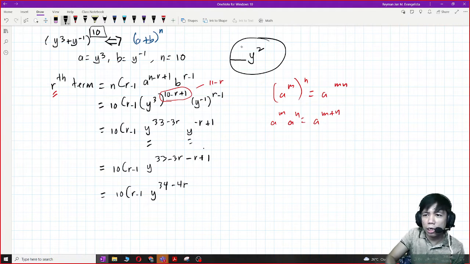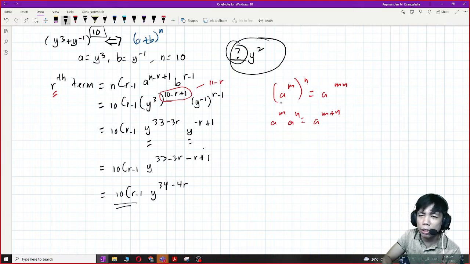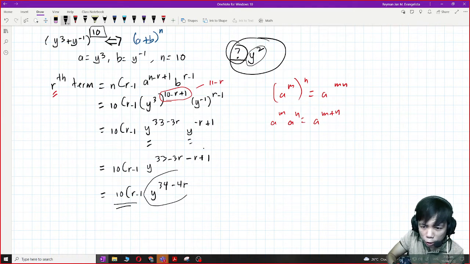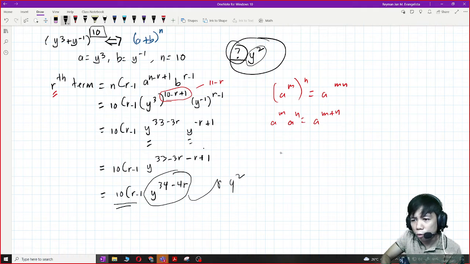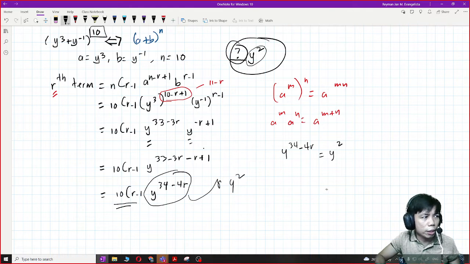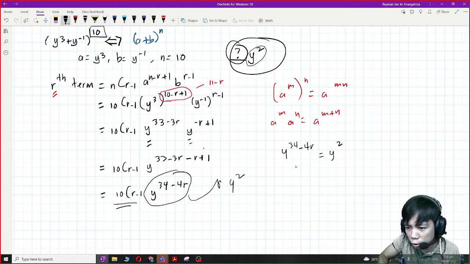So kumbaga, guys, diba kanina, ito yung blanko natin. Ang gagawin mo lang dyan, since ang kailangan mo dyan is yung y squared term, kailangan daw meron siyang katabi na y squared. Yung y squared mo, ito na rin siya. So you just have to equate this one to y squared. So equating these two, y raised to 34 minus 4r is equal to y squared. Pwede lang yan pag yung exponents ay parehas. So yung 34 minus 4r is equal to 2.